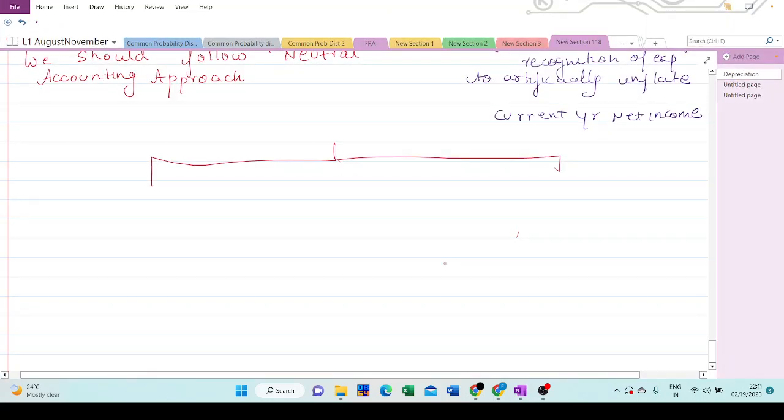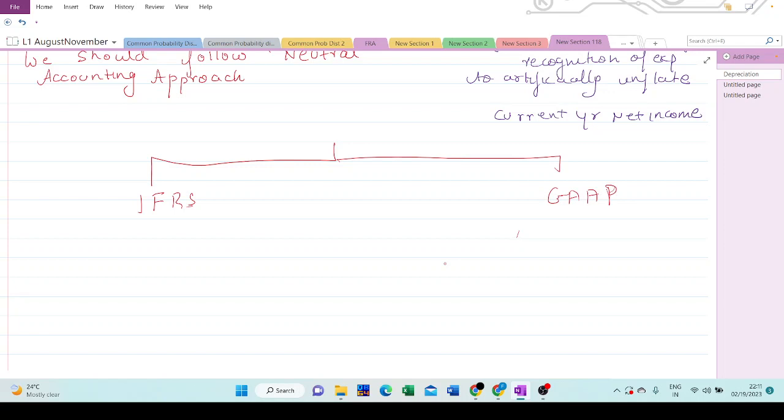Okay, now guys, we need to discuss what is IFRS and what is GAAP, or rather US GAAP. Guys, what is IFRS? What is GAAP? Please tell me. Okay, GAAP stands for Generally Accepted Accounting Principles, which are accepted standards for financial reporting in USA.